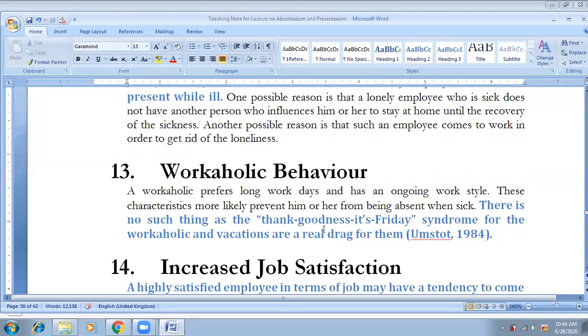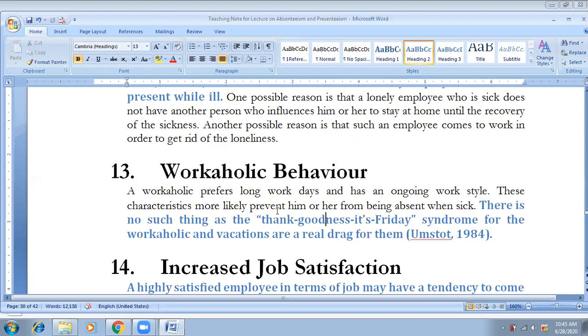For a workaholic, there is no "Thank goodness it is Friday" syndrome. Can you understand this? There are many people in this world for whom, after Friday, the week ends, and Saturday and Sunday are holidays. When Friday comes to them, they become happy. Oh, today is Friday, then tomorrow and the day after tomorrow I can enjoy and do my personal things. I am freed from this hard, stressful work. Thank goodness it's Friday.